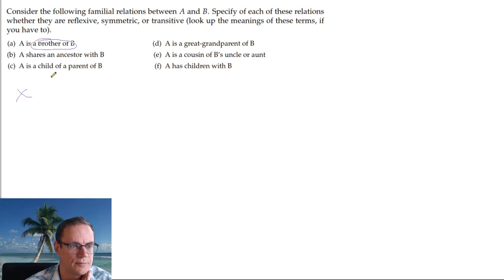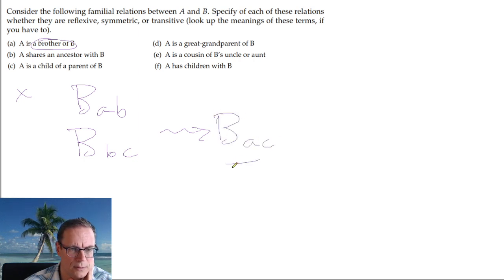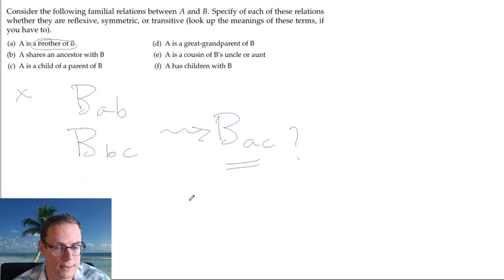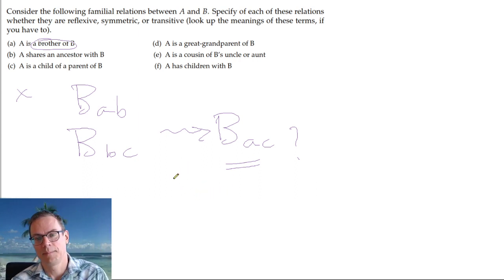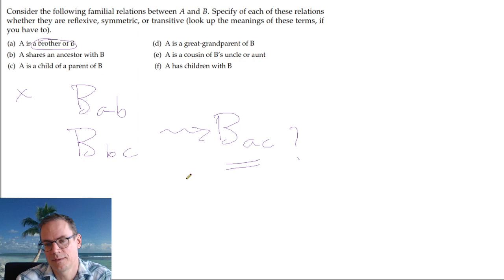Is it transitive? So if A is a brother of B and B is a brother of C, does that mean that A is a brother of C? Well, it seems to me that it does, and I'm ignoring for the moment half-brothers and all these complex familial situations. So it strikes me as transitive, if we only look at biological brothers, 100% biological brothers.